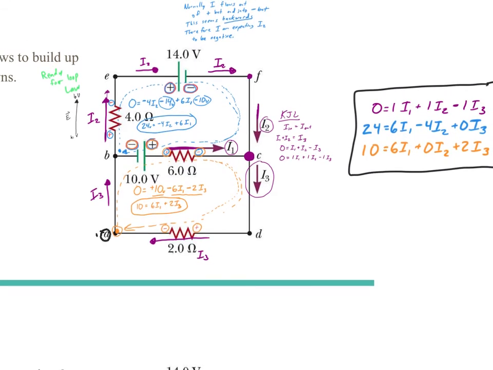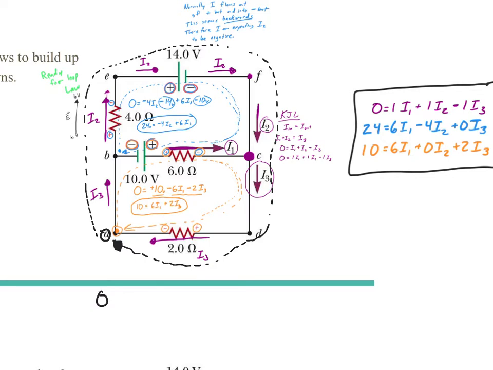Starting at A, going all the way around this outer loop, and getting back to A, because the beginning is always the end. For that loop, first we go across the wire, that doesn't count. Then we get to the 4 ohm resistor. That's going to be the 4 ohm resistor multiplied by I2. We're going from the positive side to the negative side, so that is a negative in front of it.